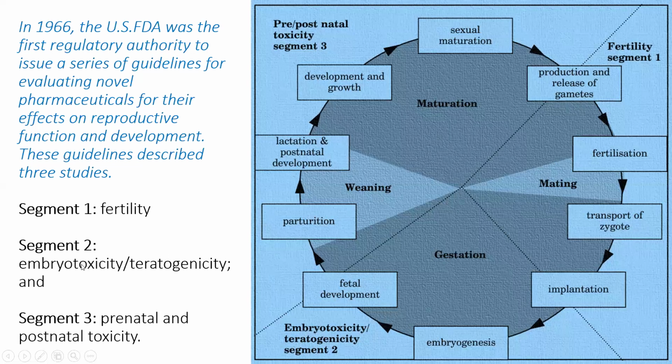Then segment 2, also called teratogenicity, involves the gestation period, like embryogenesis and fetal development. So this is segment 2 of this study. And segment 3 is prenatal and postnatal toxicity. Here you can observe it involves parturition, lactation, postnatal development, and growth. So this part involves segment 3, this part involves segment 2, and this involves segment 1.